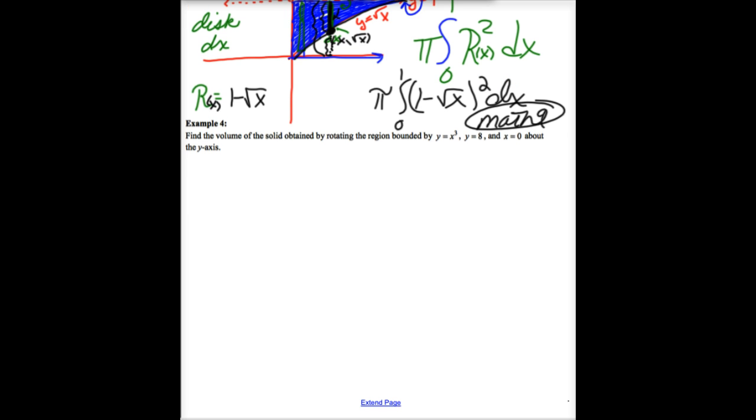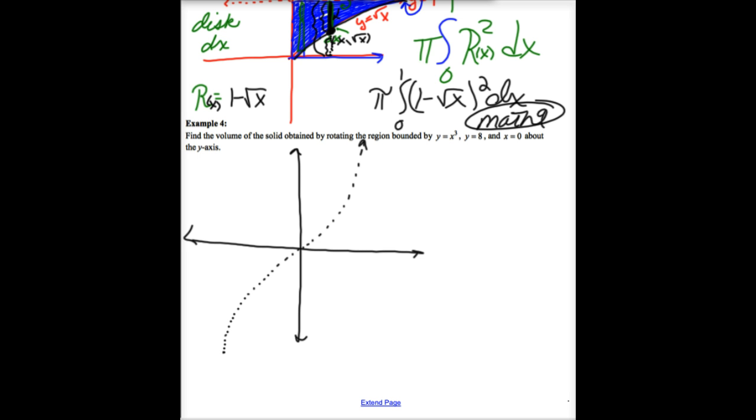Example number 4. Let's go whip this sucker out. So I've got my favorite cubic function in the whole wide world, the parent function for cubics, y equals x cubed, going like this. I've got my favorite horizontal line, y equals 8. And I've got my favorite axis, x equals 0, aka the y-axis. I am bound by all of them. So you would shade this in.